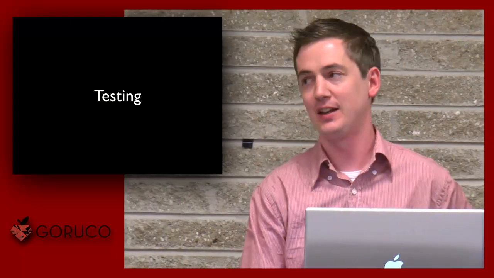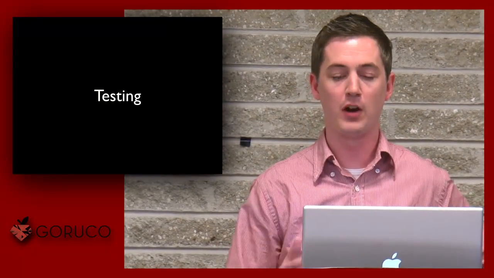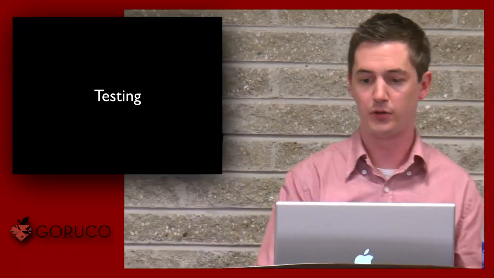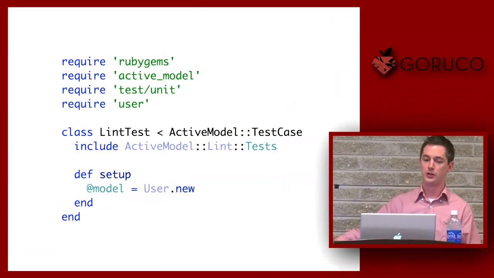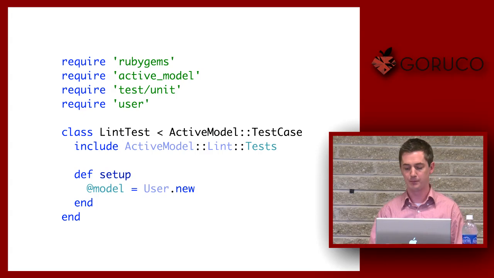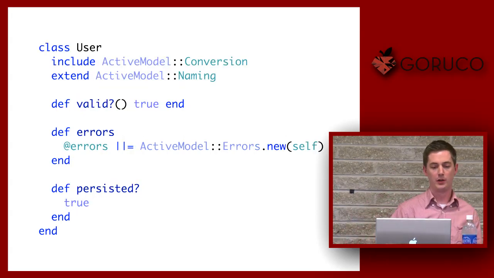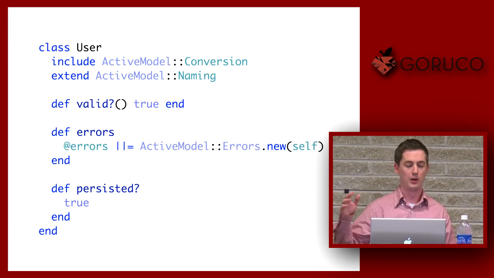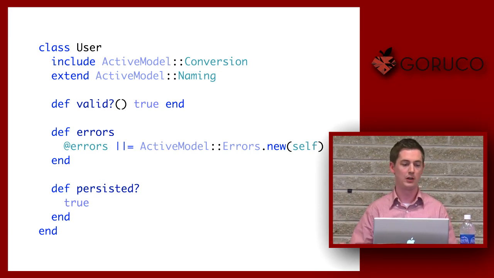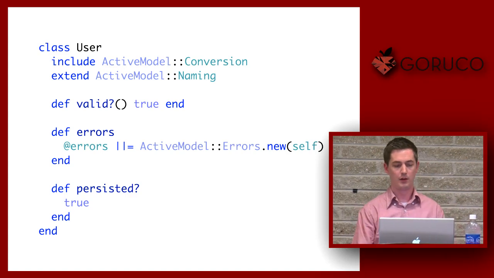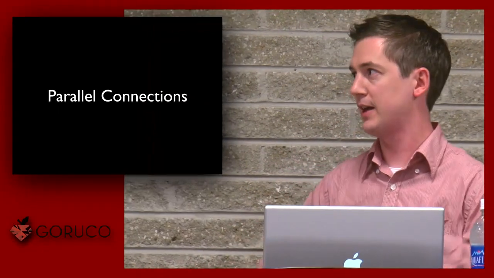It also has a lint test in it for verifying that you actually conform to everything that an ActiveModel model is supposed to do. And it's actually really simple. You just create a test case, include the lint tests, and define this setup method. At a minimum, this is what a class looks like that will pass all those tests. It includes the conversion module, extends naming, defines a valid method, defines an errors method, and defines persisted. So now that's all the ActiveModel stuff.